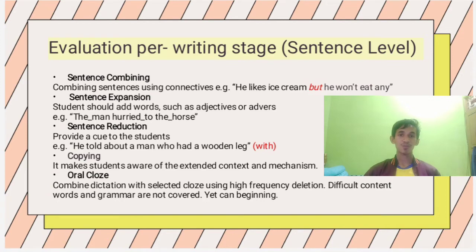The next type of evaluation per sentence level is sentence expansion. Here we try to expand the sentence. We can add some adjectives or adverbs to the sentence. For example, I go is a sentence. We can add adverbs to the sentence, like I go there now. We expand the simple sentence to be a little bit more complex sentence.